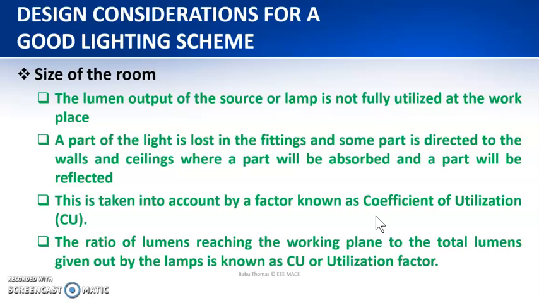So a part of the light is lost in the fittings, and also to the walls and the ceilings. This is taken into account by the coefficient of utilization or CU. This is nothing but the ratio of the lumens reaching the work plane to the total lumens given out by the lamps, and that is known as the coefficient of utilization or the utilization factor. We have also discussed the various factors which affect the coefficient of utilization in our previous lectures.